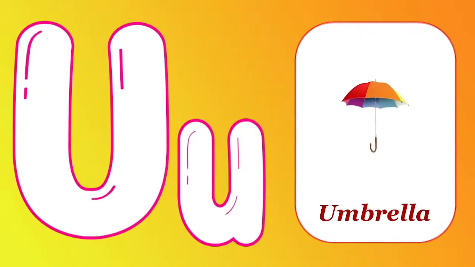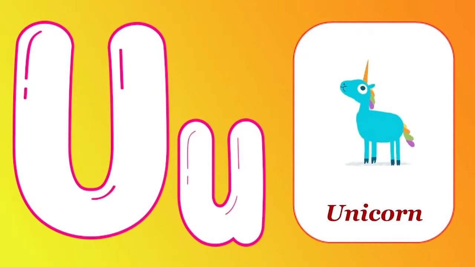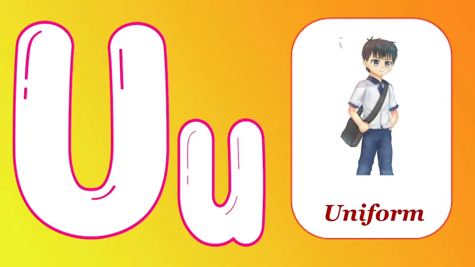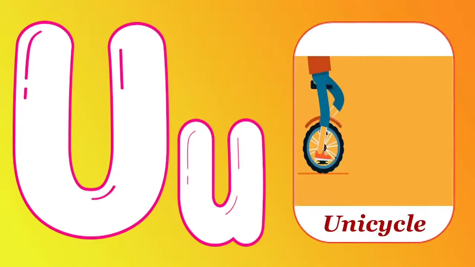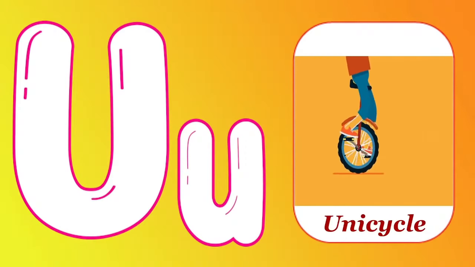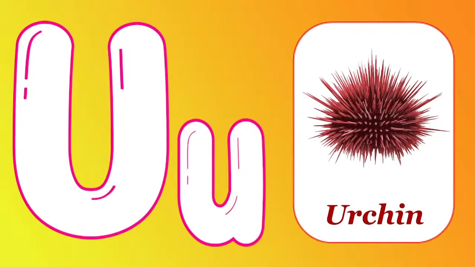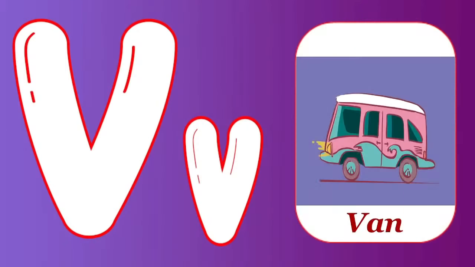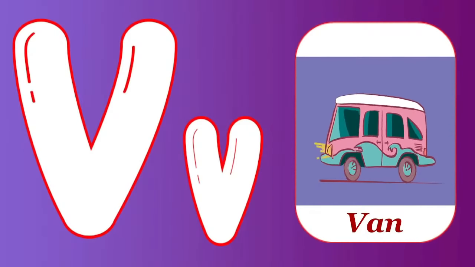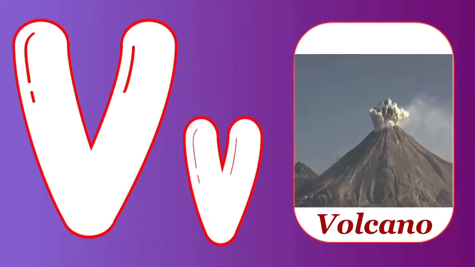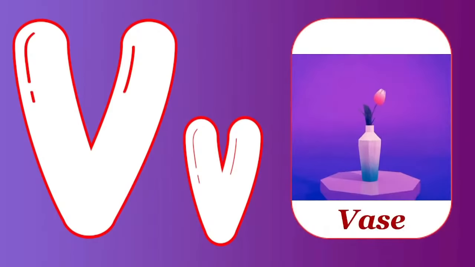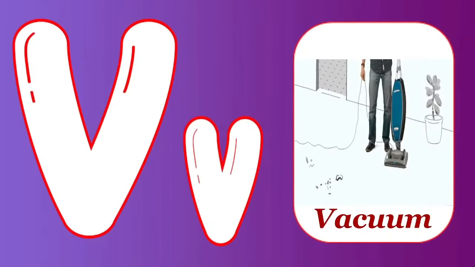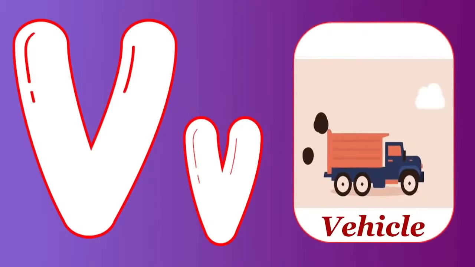U for umbrella. U for unicorn. U for uniform. U for unicycle. U for urchin. V for van. V for volcano. V for vase. V for vacuum. V for vehicle.